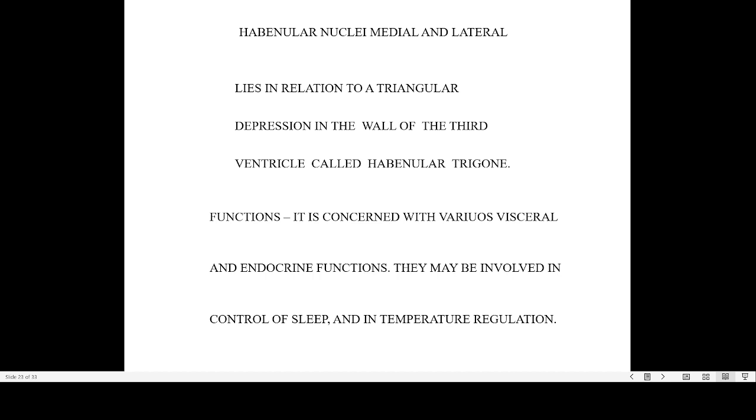The habenular nuclei, medial and lateral, lie in relation to a triangular depression in the wall of the third ventricle called the habenular trigone. Their function is concerned with various visceral and endocrine functions. They may be involved in control of sleep and in temperature regulation. This is part of the epithalamus. Remember up to this point.